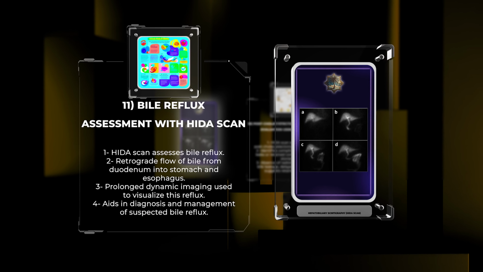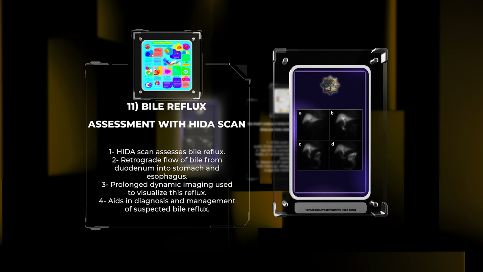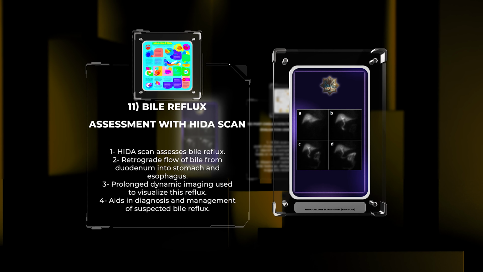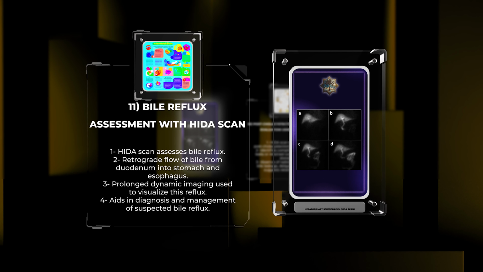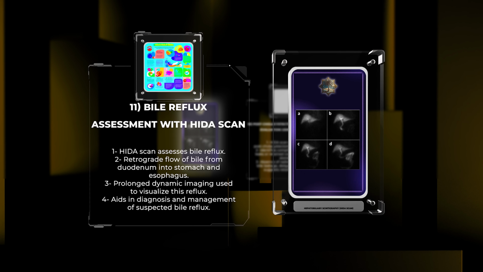HIDA scan can also be employed to assess bile reflux, a condition characterized by the retrograde flow of bile from the duodenum into the stomach and esophagus. This assessment involves prolonged dynamic imaging, allowing the visualization of retrograde flow of bile from the duodenum towards the stomach or esophagus. Such findings aid in the diagnosis and management of patients with suspected bile reflux.